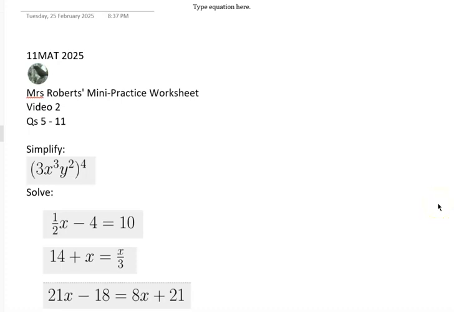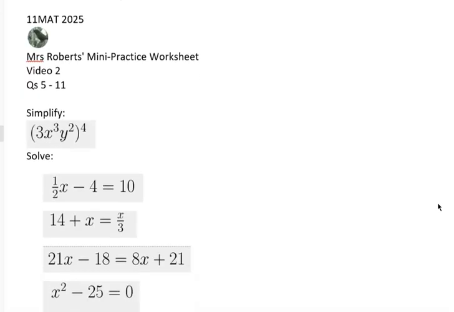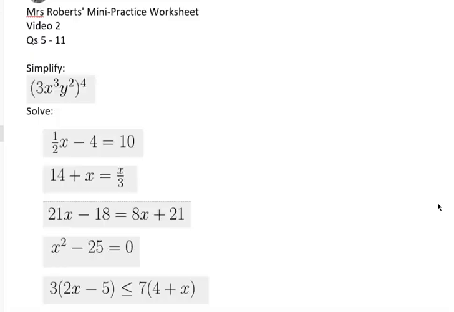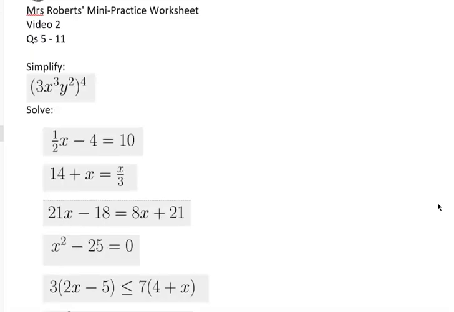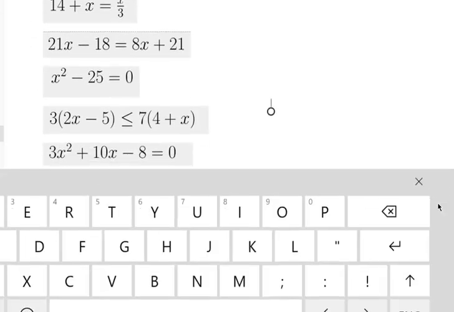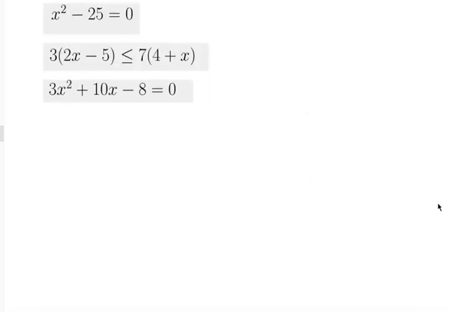Kia ora koutou, here's video 2, going through questions 5 to 11 in Mrs. Roberts' mini practice worksheet. So some of these solving ones we have to think a little bit about, but the first question is a simplify one with powers, which is not too bad. So I'll just do them down here.